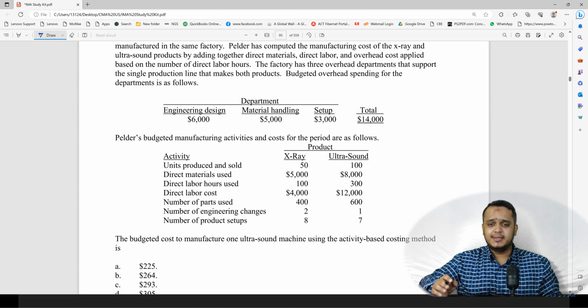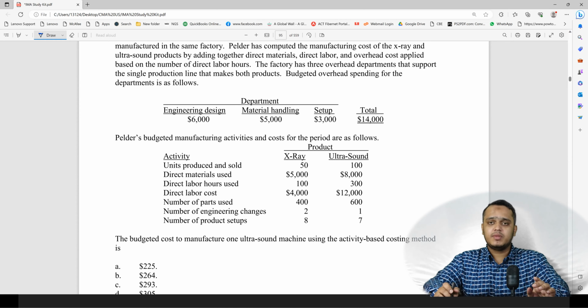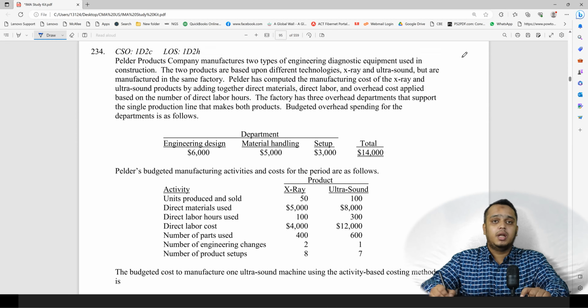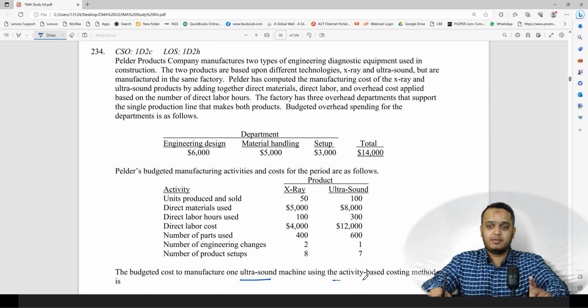This is really simple because there is no formula for it. There is just understanding; you have to understand this type of question and do it. Now, what is he asking? What is the cost to manufacture one ultrasound machine using activity-based costing?